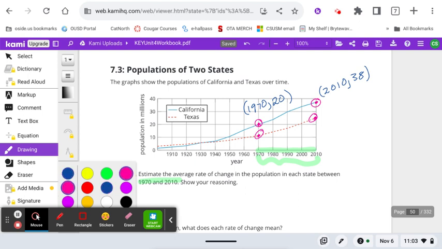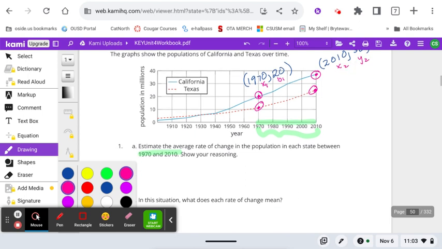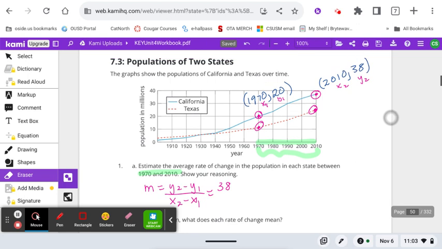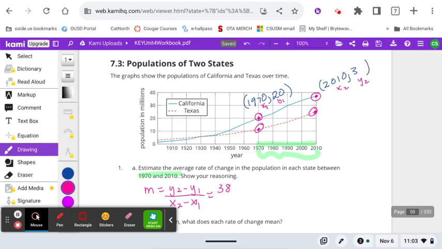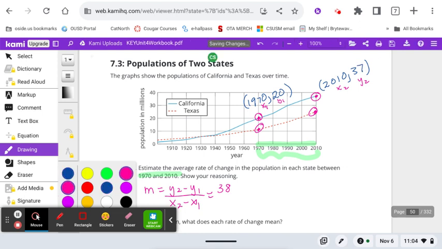Now I have an x1 and a y1 and an x2 and a y2 to plug into the average rate of change formula. This is going to be for California first. So we're going to go 38. Do you guys think that's at 38 or 37? I don't think it's quite at 38. I'm going to call this 37. Again, if you put 38, I would have been okay with it.